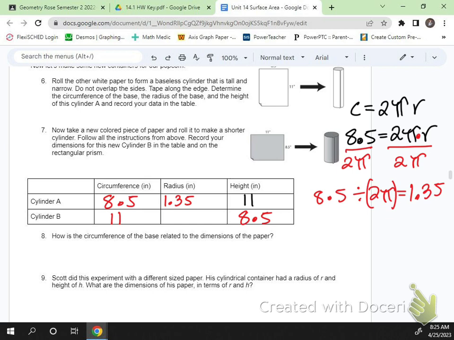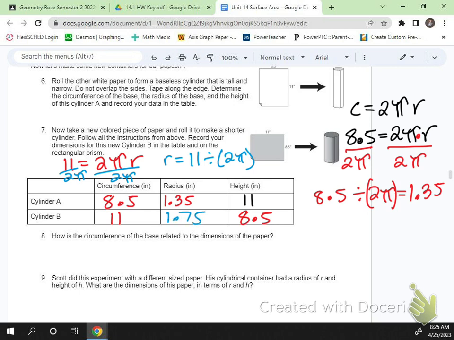We know circumference is 2 pi r. We know that our circumference is 11, so we'll divide both sides by 2 pi. So our radius, when we type this in our calculator, you do need parentheses. 11 divided by 2 pi. You got 1.75. Does that make sense? If you look at your cylinder, does that make sense? The radius of 1.75 fits in there?